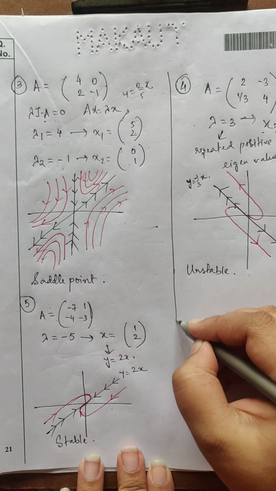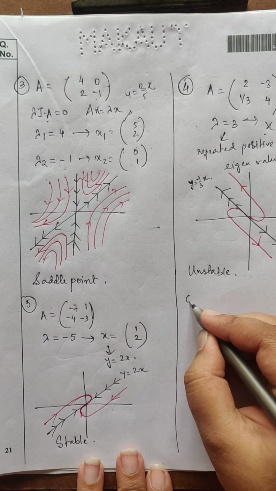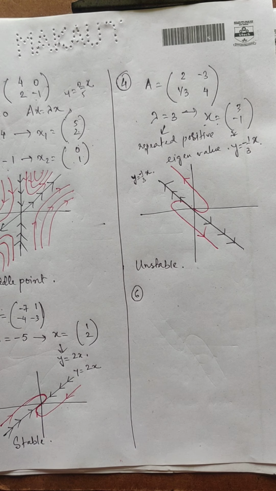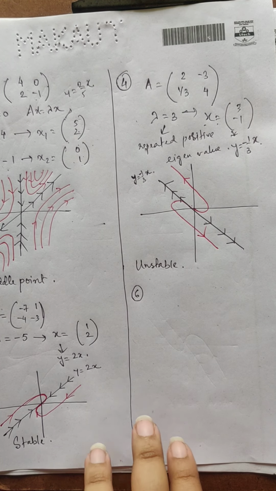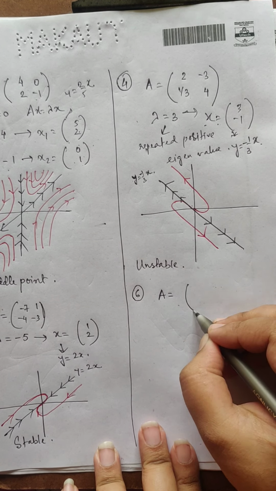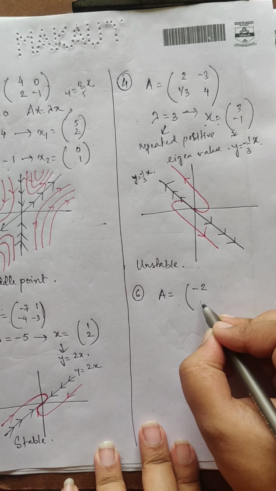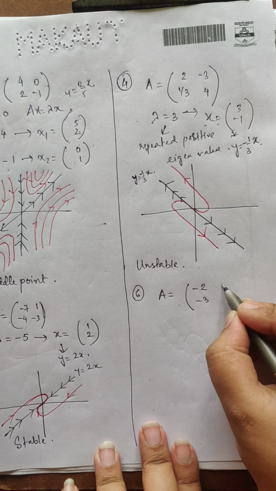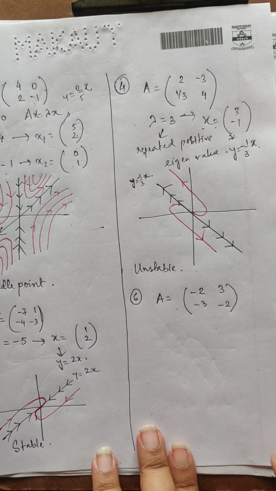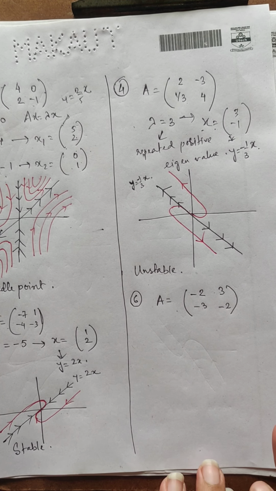Next, for the next case, when I have a complex conjugate eigenvalue. Supposing we have a system matrix with -2, -3, 3 and -2. This is my system matrix given to me, and I am asked to find out the phase portrait.